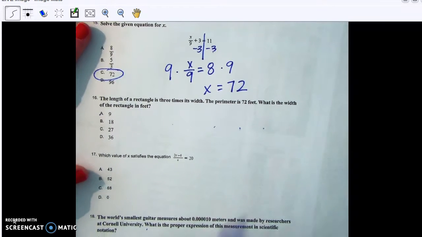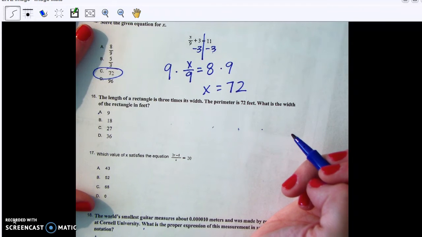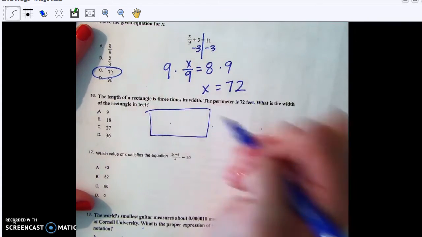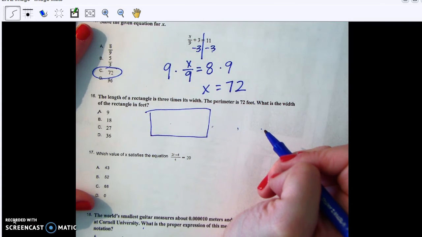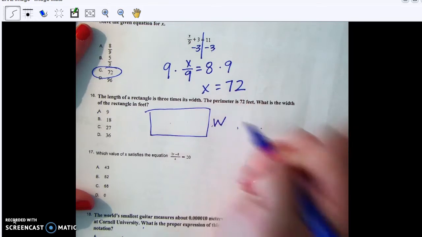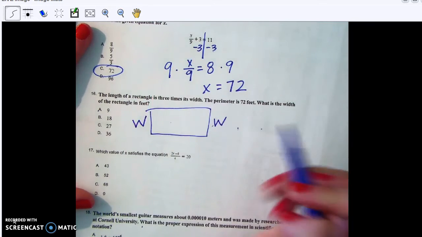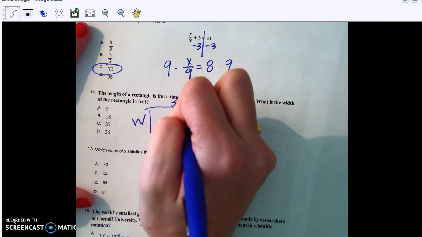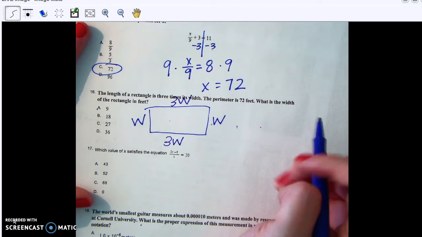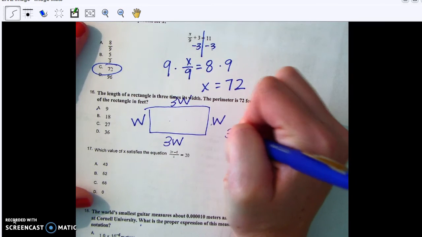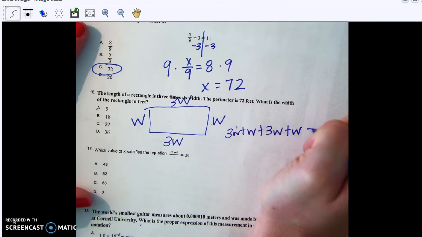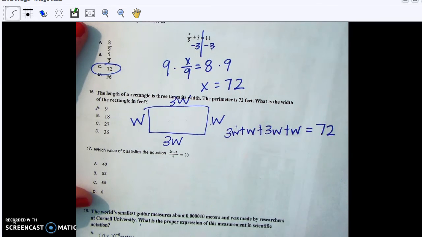The length of a rectangle is 3 times the width. The perimeter is 72 feet. What is the width of the rectangle? So here's my rectangle. We don't know the width, so I'm going to put W for that. I know that the length is 3 times the width, so the length is going to be 3 times W. To find the perimeter, I know that I add up all the sides. So 3W plus W plus 3W plus W is 72 because that's the perimeter.